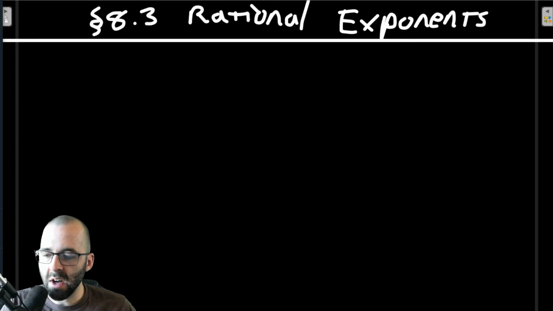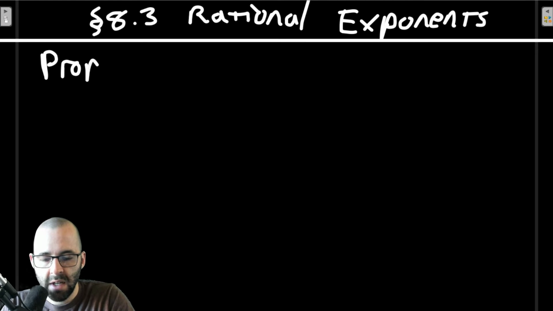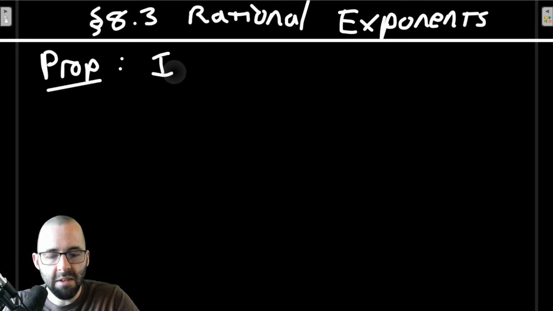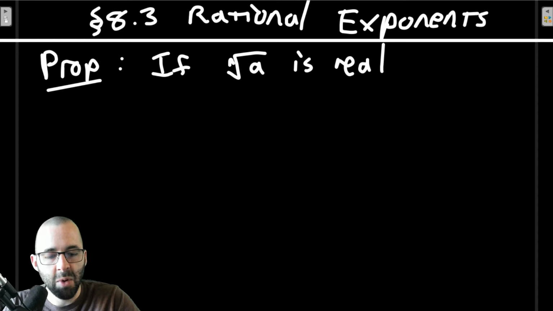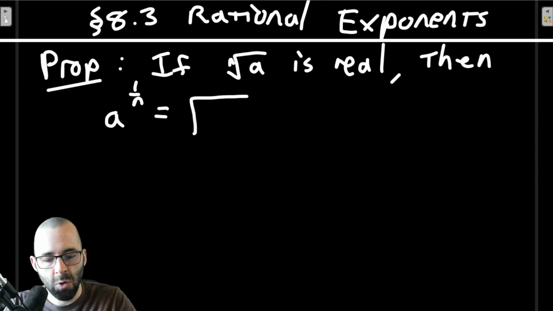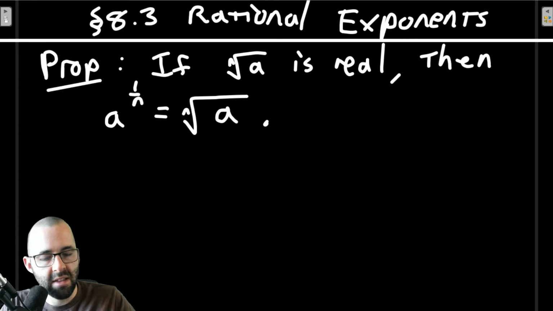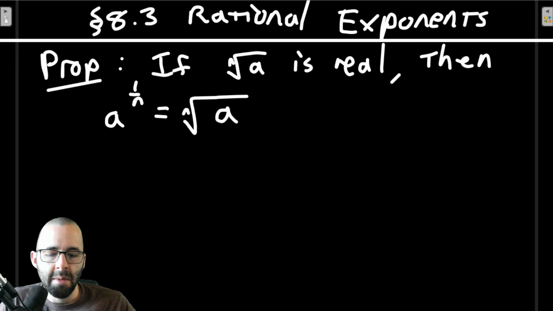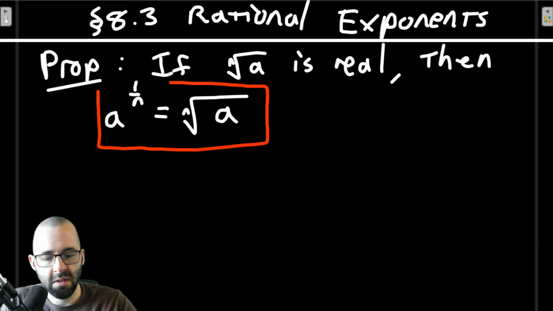Anyway, we're going to start with a quick property and a nice quick first video, okay? So we have this property right here: if the nth root of a is real, that's important. If it's not real, this doesn't really work. If the nth root of a is real, then we can write a rational exponent as a radical like this, okay? I'm going to get rid of the period because it looks a little weird. But anyway, this is one of our main properties that we're going to be talking about in this section.